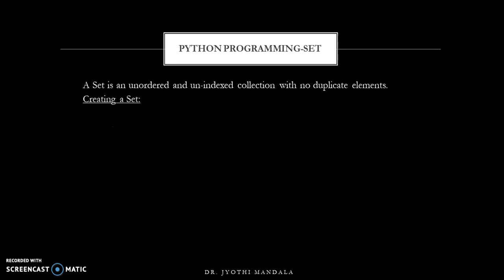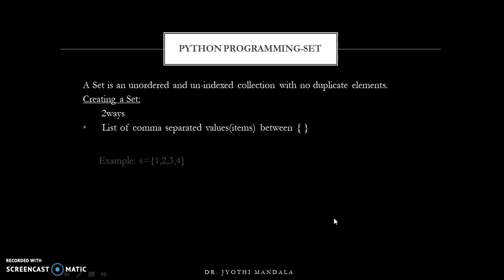So how to create a set? A set can be created in two ways. The first way is simply by separating all the values by a comma and putting all the values in curly braces like this. As an example, you can see here I am creating one set S which is holding four values: 1, 2, 3, 4. And you can use the set constructor also, which is the second way of creating a set.